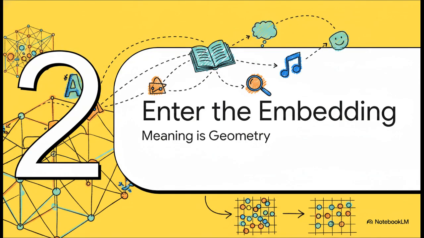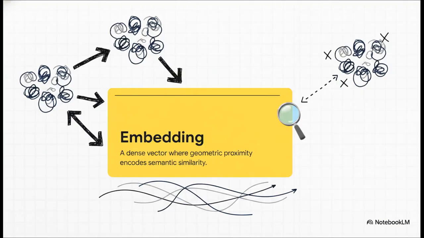Which brings us nicely to Section 2. Enter the embedding, where meaning becomes geometry. Let's introduce the absolute hero of our story here, the mechanism that finally lets computers understand context. I want you to think of an embedding as a massive, multidimensional map. It takes a human sentence and translates it into a dense vector, which is basically just a giant coordinate list of hundreds or thousands of floating point numbers.